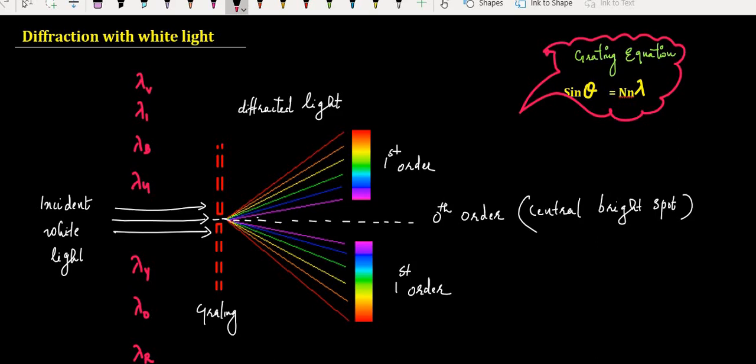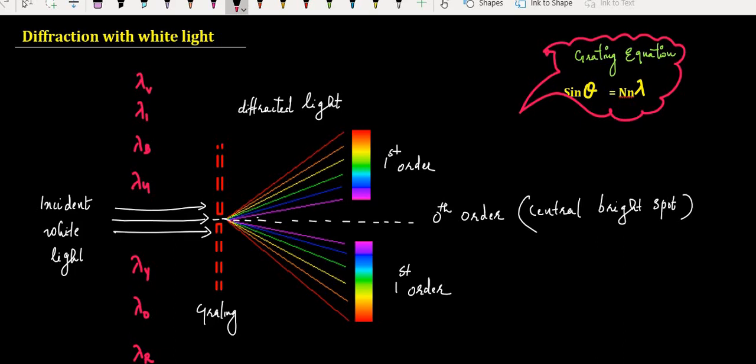So when white light is incident on a diffraction grating, what happens? Some of the white light will be traveling straight through the slit, and that can be focused by a lens, and we will get a bright white spot at the middle, which is represented as the 0th order or central bright spot or central maximum or principal maximum. Okay, but what happens when it is diffracted?